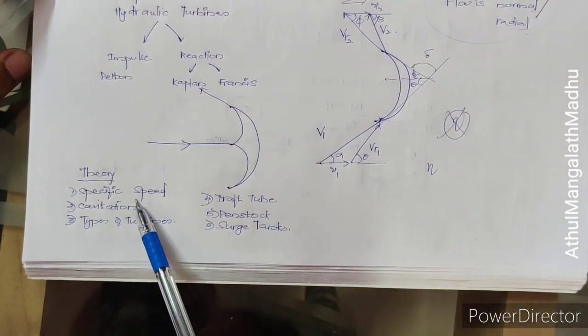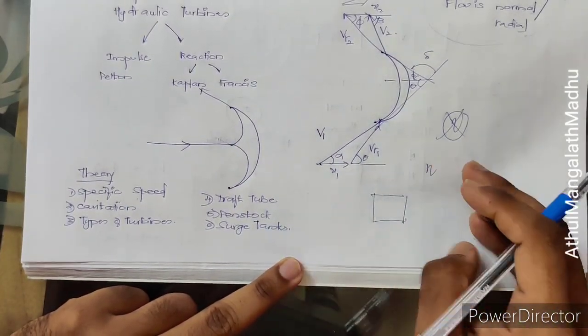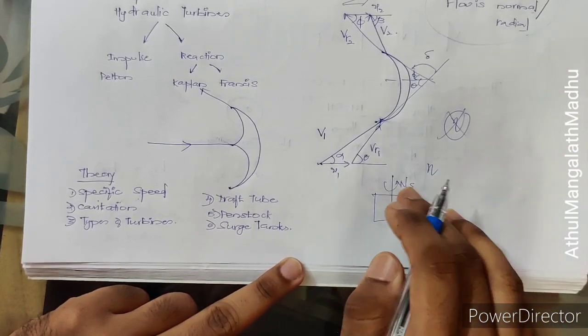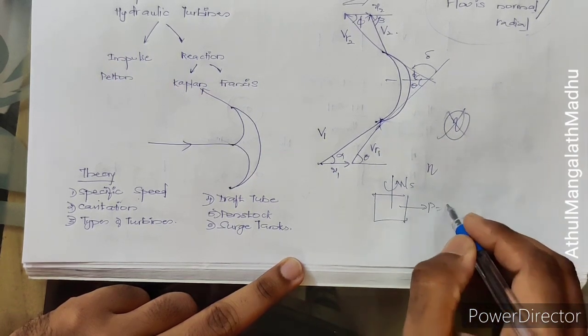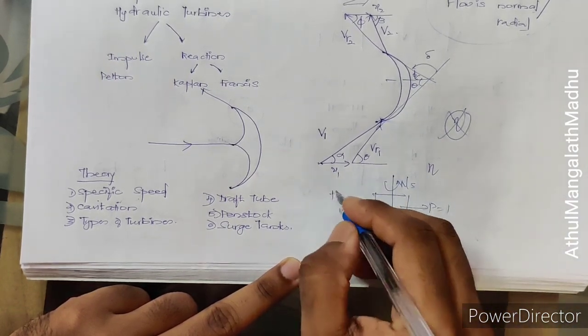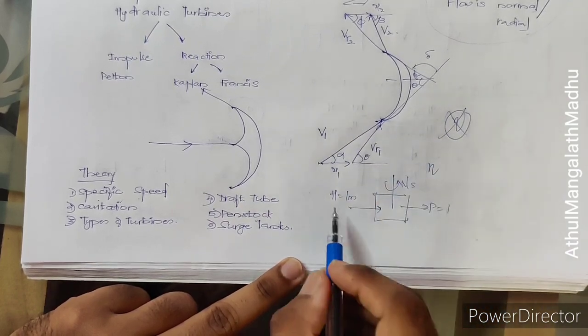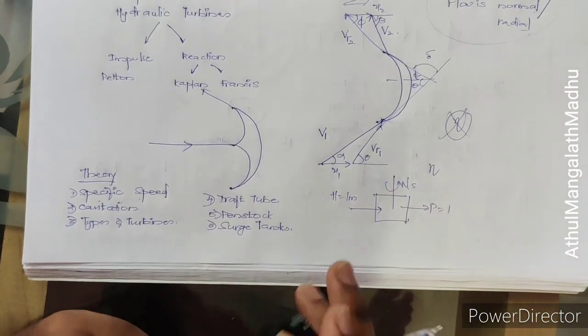What does it mean by specific speed of a turbine? Just assume that you have a model for the turbine and it is rotating with a speed Ns. When it is rotating at a speed of Ns, it will be giving a power of 1 unit, and at the same time it will be working under a head of 1 meter. That is the rotation of a model of a turbine which is working under 1 meter head and generating a power of 1. That is called the specific speed.